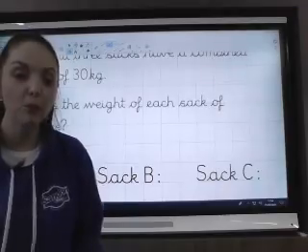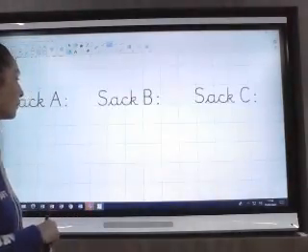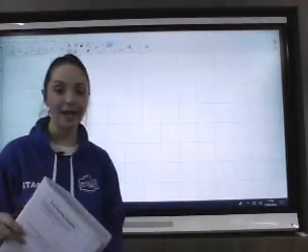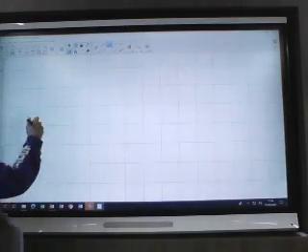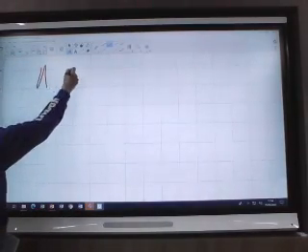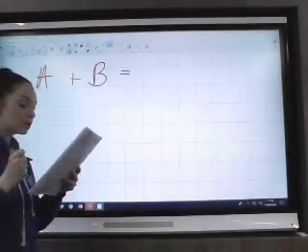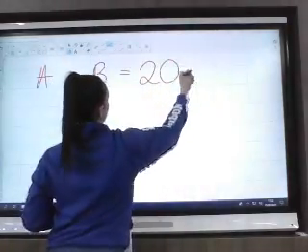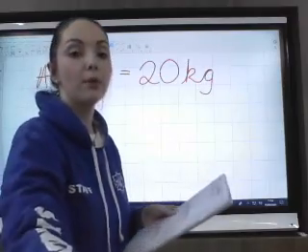Okay, so it's a very wordy question, it's very long, so let's pick out the information that we need. So, if it says it's the combined weight, that means added together. So, we know that sack A add sack B equals 20 kilograms. Okay, that's some key information.